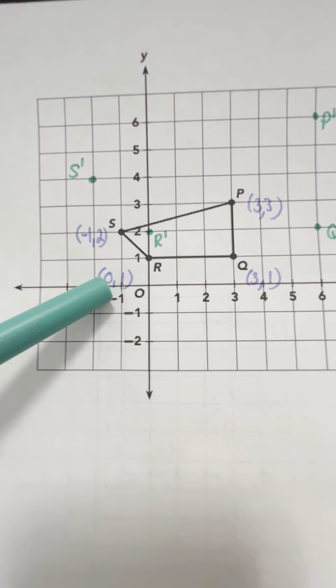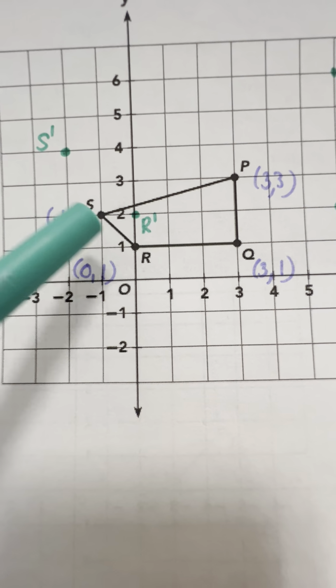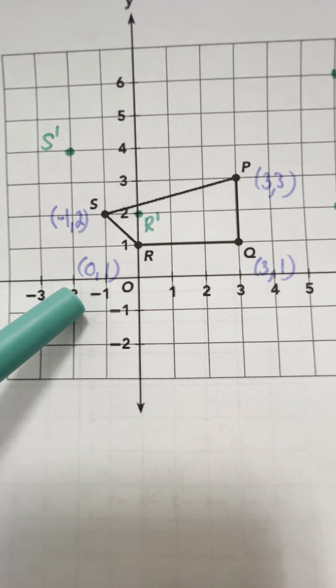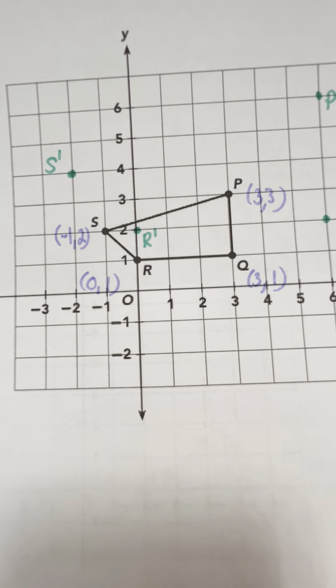The purple coordinates that you see here, those are the original pre-image coordinates. So S is (-1, 2), R was (0, 1), Q was (3, 1), and (3, 3) was P. So that was the original starting point, and then we're given some information.